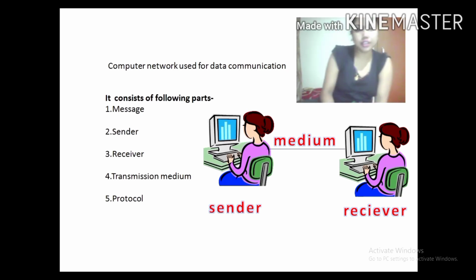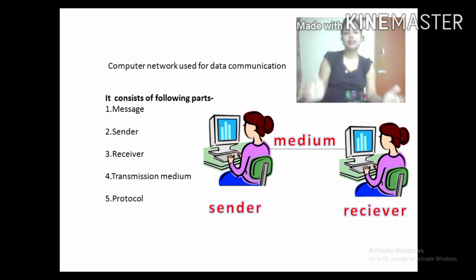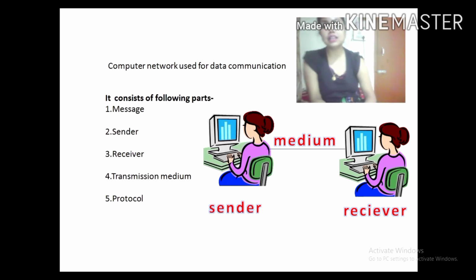Okay students, next we will see how the computer network is used for data communication. In that scenario, it will consist of the following parts. First, the message, the sender, the receiver, the transmission medium and the protocol. Now we will discuss all of these one by one.